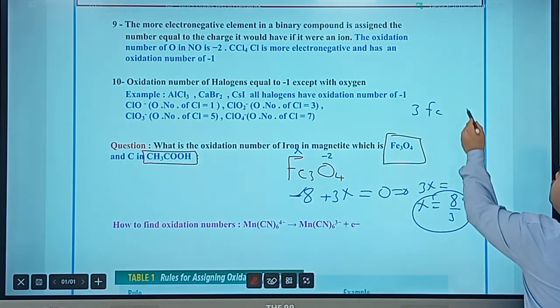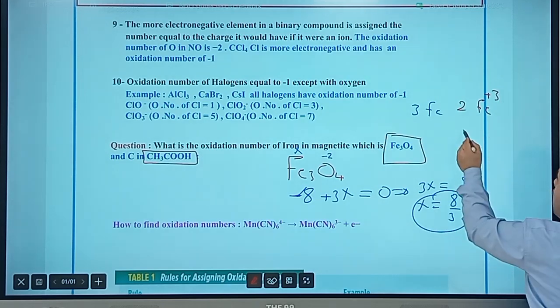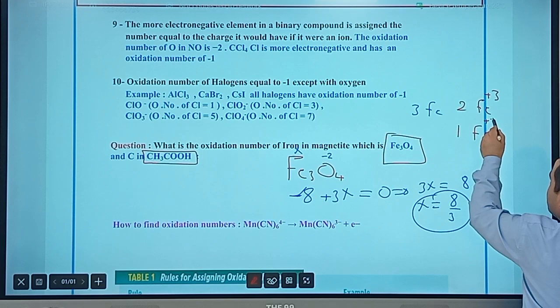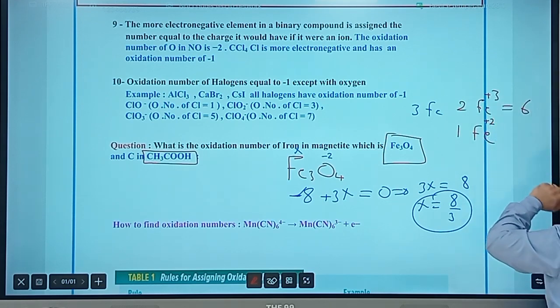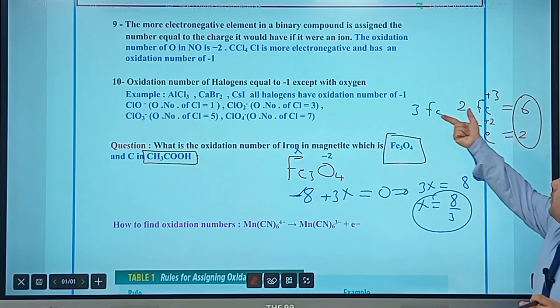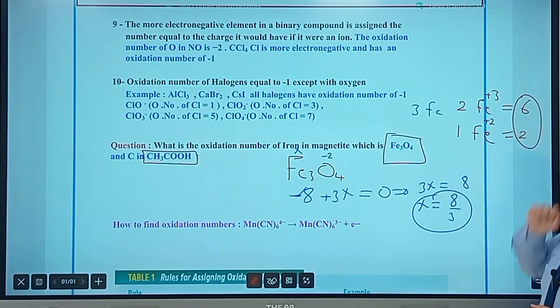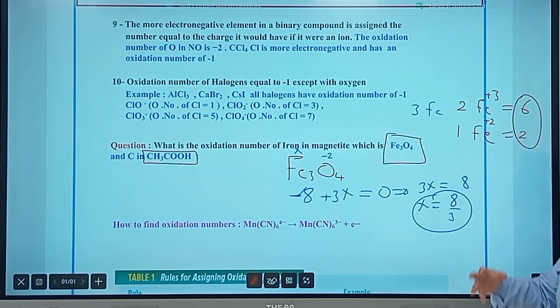3 Fe, guys. 2 of those atoms are Fe +3. One of those atoms is +2. So 2 multiplied by 3 equals 6 oxidation number. 1 multiplied by 2 equals 2. Summation equals 8. So 2 of the 3 atoms in the Fe3O4 have the oxidation number of +3. One of them has the oxidation number of +2, and in total they result in an oxidation number of 8.